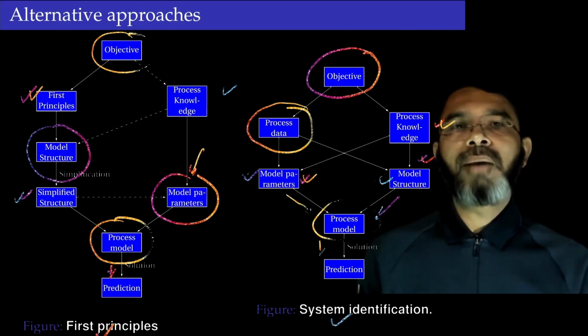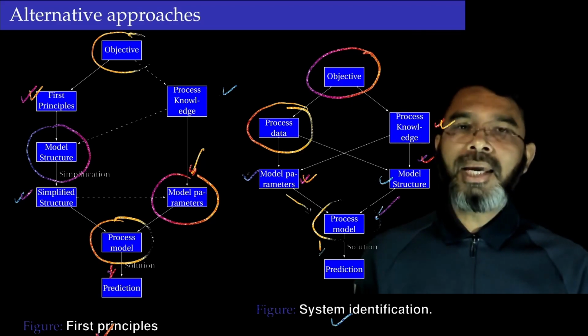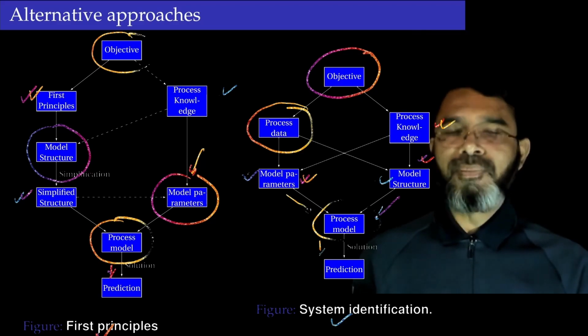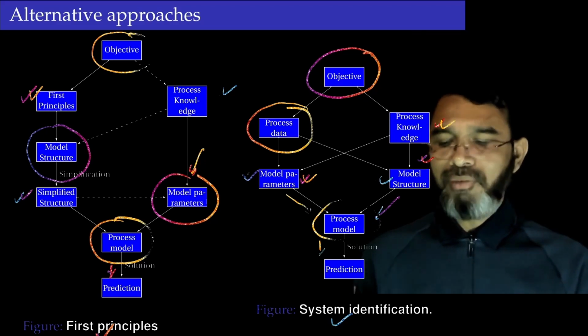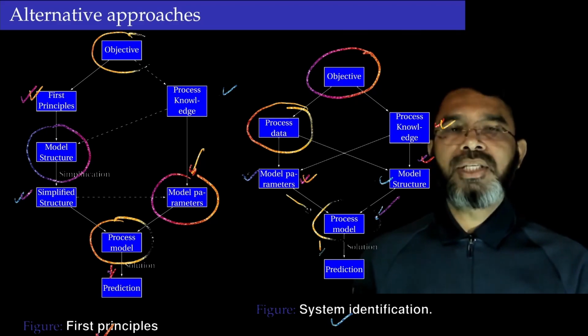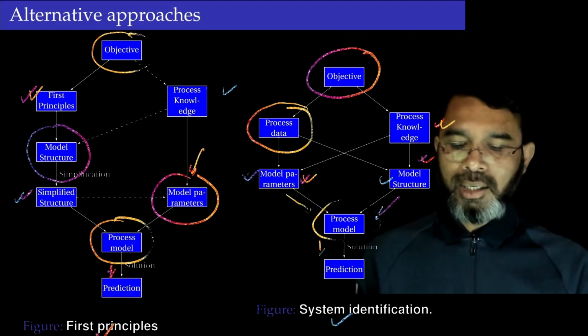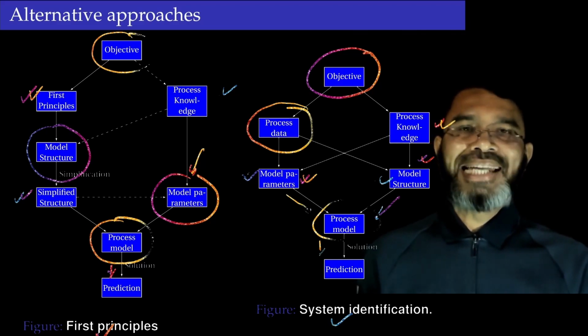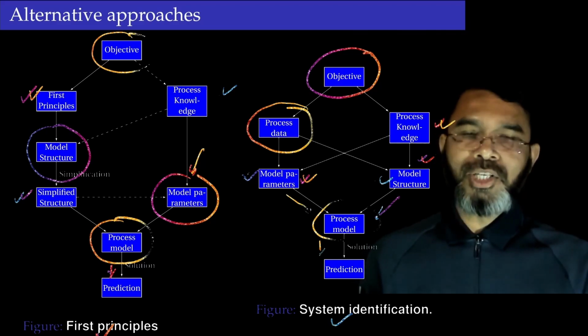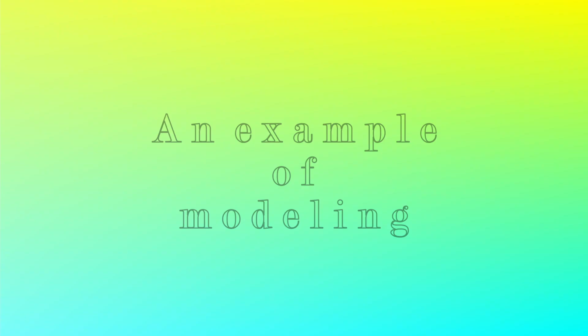So in summary, we have two approaches, first principles modeling and the system identification approach. The main difference between these two is that in the first principle approach, laws of nature are used to obtain the model. For the system identification approach, process data are used to get the model structure and the model parameters.